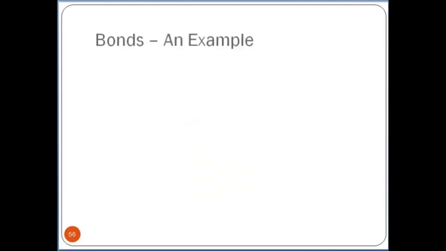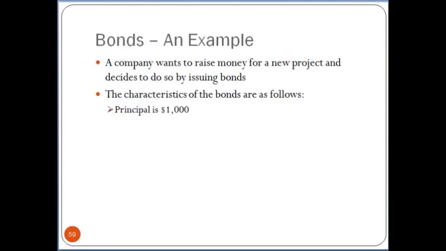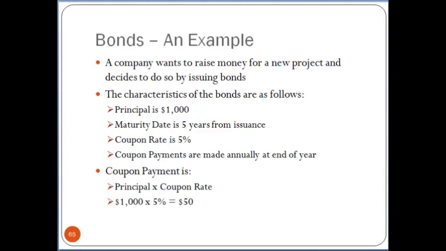All right, so here's an example. A company wants to raise money for a new project, and it decides to do so by issuing bonds. And the characteristics of the bonds are as follows. So the bonds have a principal or face amount of $1,000. The maturity date is in 5 years. And there's a coupon rate of 5%. So the coupon payments are made annually at the end of the year. So the coupon payment, what is that going to be? It's the face value times the coupon rate, right? The principal times the coupon rate, which is simply $1,000 times 5% or $50. So every year at the end of the year, the company is going to pay $50 to the bondholder.